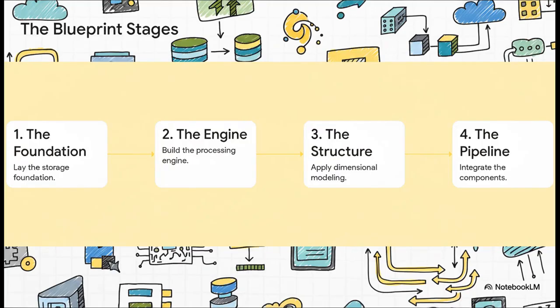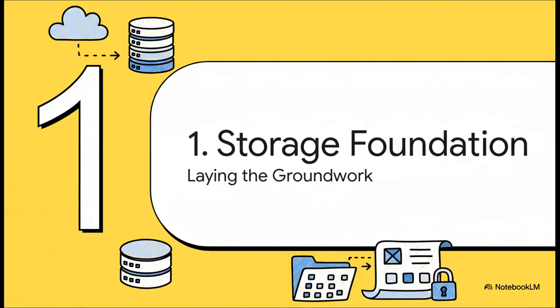So in this explainer, we're going to walk through the 4 essential stages of this blueprint. We'll start with the storage foundation, then build up to the processing engine, add the modeling intelligence, and finally integrate the whole pipeline that brings it all together. And by the end, you're going to have this powerful mental model for building just about any data platform on Azure. Okay, let's dive right in.